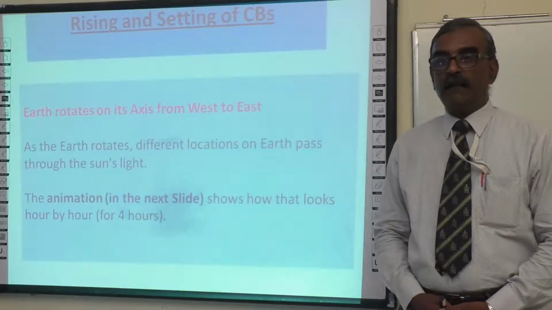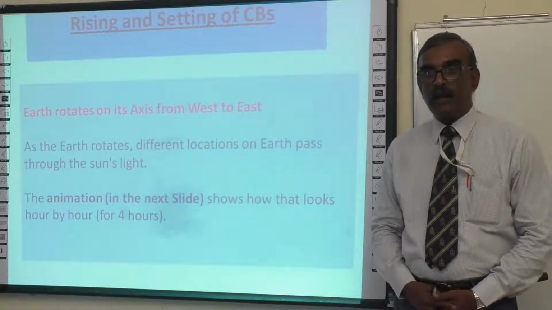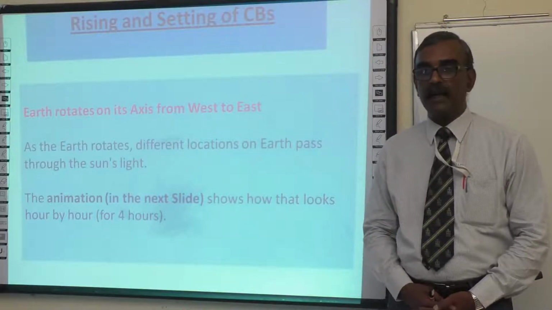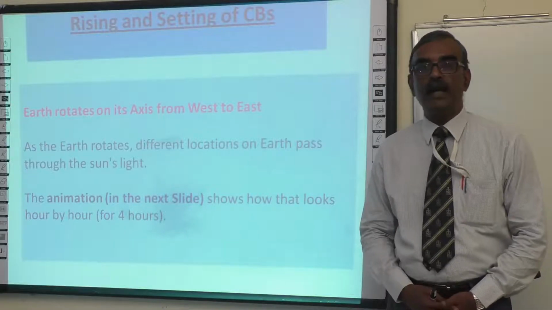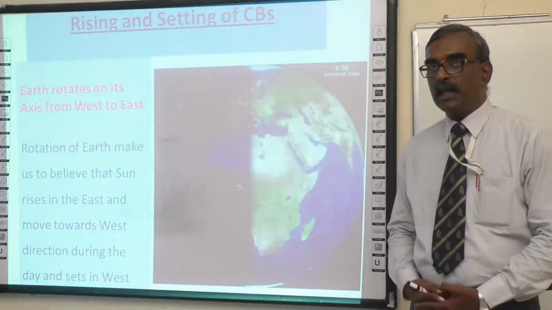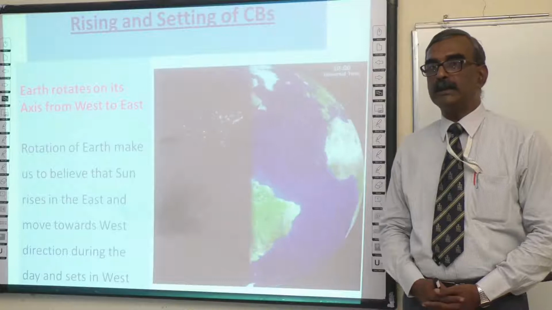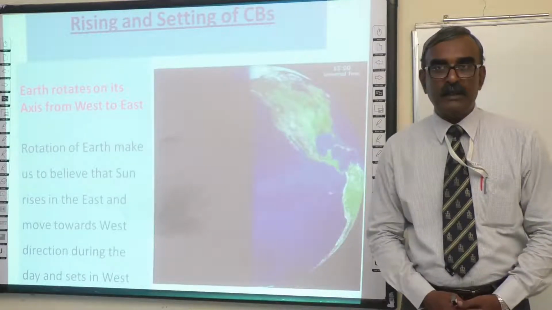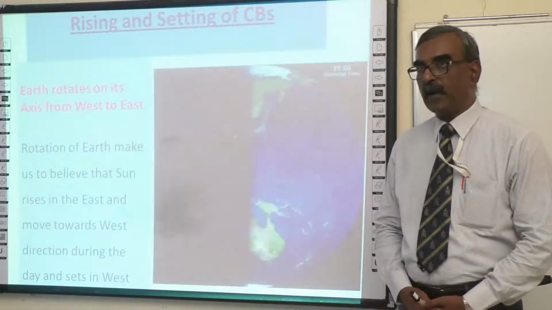As Earth rotates, different locations on the Earth pass through the sunlight. The animation which I am going to show for your better understanding is on the next slide. There you would find out how it looks for every hour. In the animation, the Earth portion is getting lit by the sunlight, and the darkness is also seen. The Earth is continuously rotating from west to east. Because of that, the sun appears to rise in the east and move to the west.